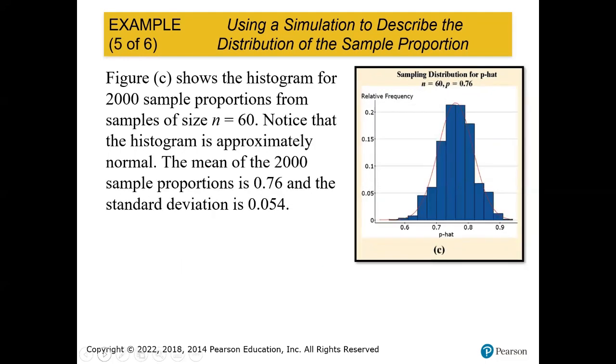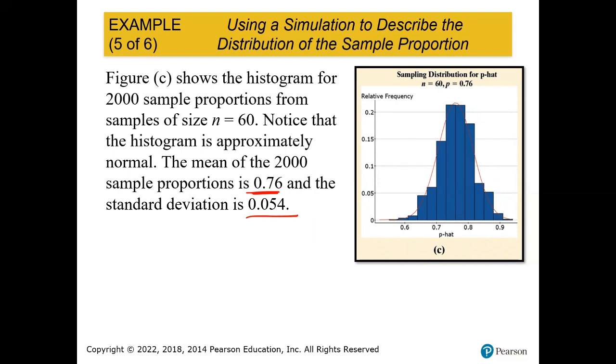All right, then lastly, we take samples of size 60. So I pick 60 people and I survey them. I pick another 60 people and survey them. I do that 2,000 times and then graph the information here. And once again, the mean is 0.76 and the standard deviation is even smaller than it was on the previous slide.